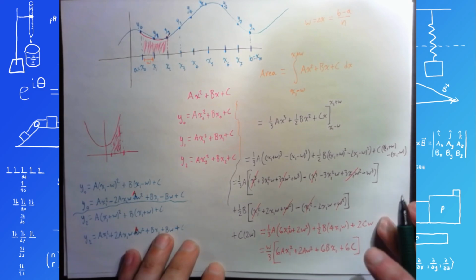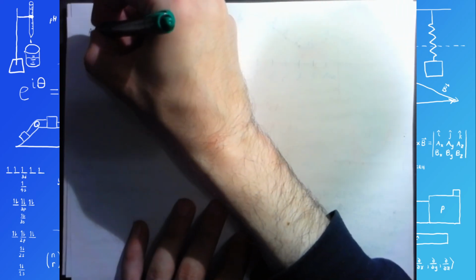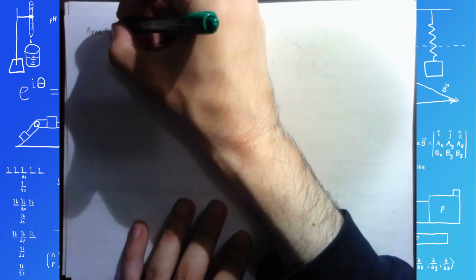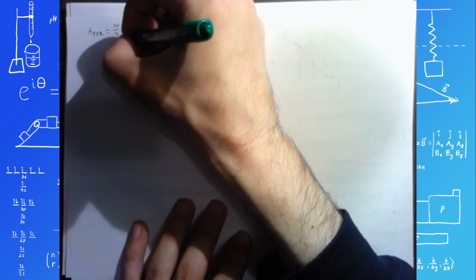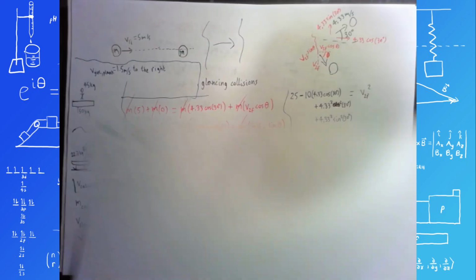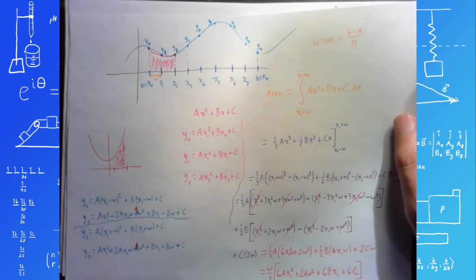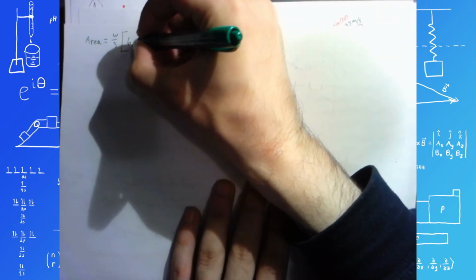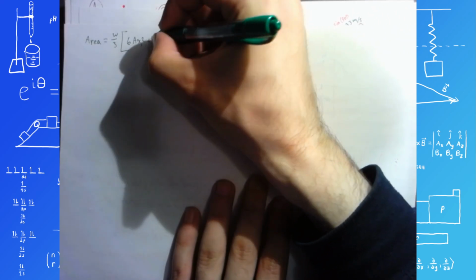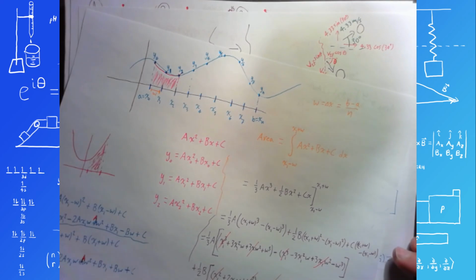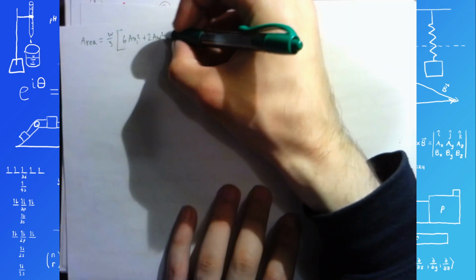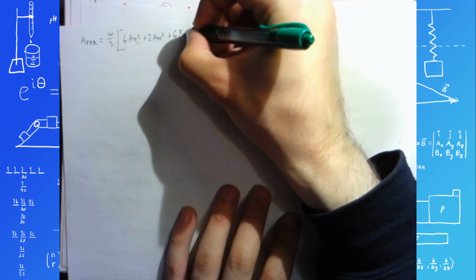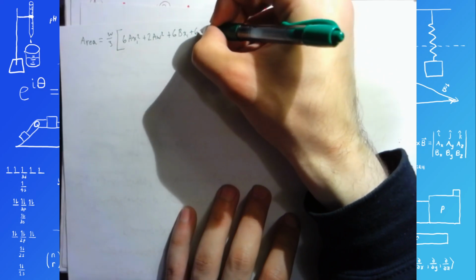So I'm going to copy this over. So area equals W over 3 times, let's see, 6ax1 squared plus 2aw squared plus 6bx1 plus 6c plus 6bx1 plus 6c.